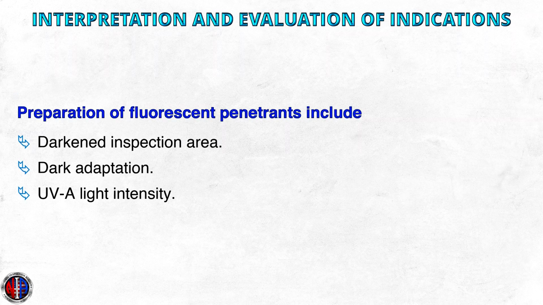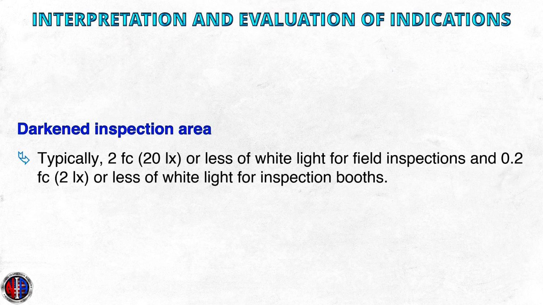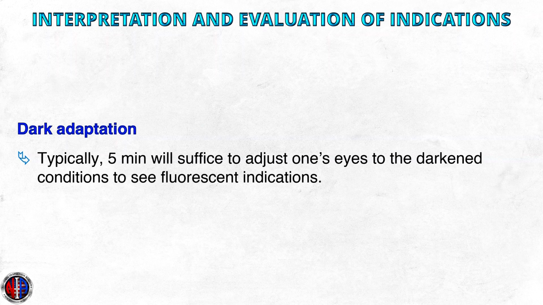Preparation for fluorescent penetrants includes a darkened inspection area, dark adaptation for the technician, and a UVA light intensity. The darkened inspection area is typically 2 foot candles or less of white light for field inspections and 0.2 foot candles or less of white light for inspection booths. Dark adaptation: typically 5 minutes will suffice to adjust one's eyes to the darkened conditions to see fluorescent indications.